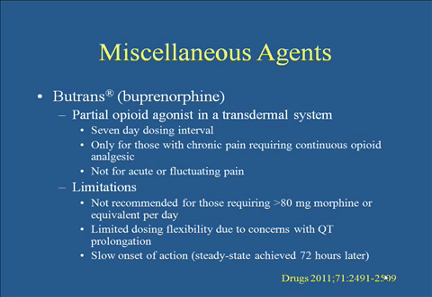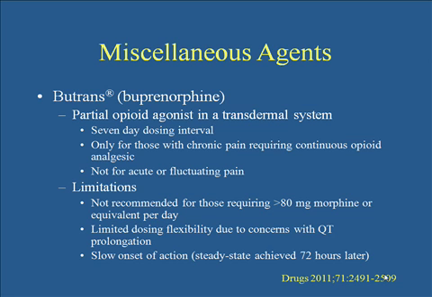What they're marketing this for is people who perhaps have osteoarthritis, that Tylenol is not controlling, and they may not be a candidate to receive a nonsteroidal. Limitations to the drug: it's not recommended for those requiring more than 80 milligrams of morphine or equivalent per day. What this means, and one of the downsides to it being a partial opioid agonist, is that you do have ceiling effects with this medication. And the FDA limited it to those on 80 milligrams of morphine or equivalent per day, that you don't go above that with the Butrans.